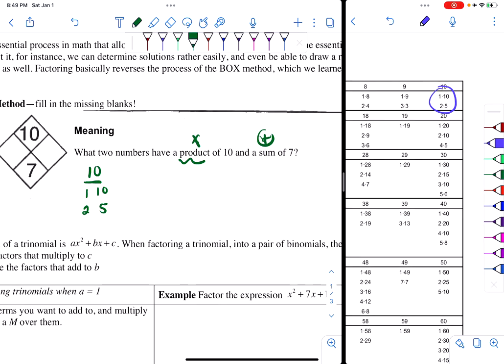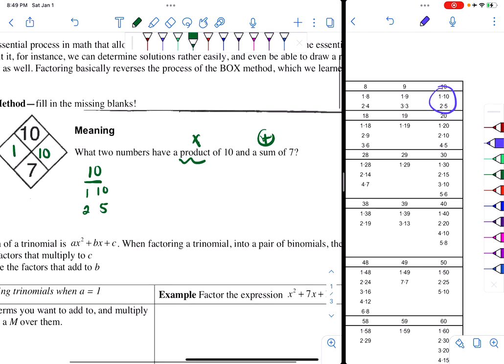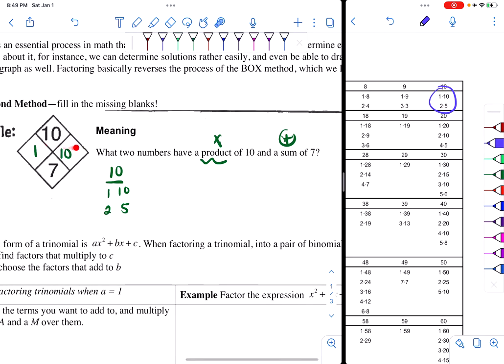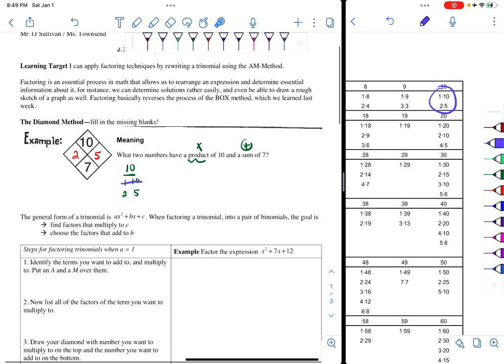So I'm going to put my 1 and my 10 in. 1 times 10 is 10. 1 plus 10, though, is not 7. It's 11. So it can't be my 1 and my 10. Now I'm going to try my 2 and my 5. 2 times 5 is 10. 2 plus 5 is 7. So that works. It is 2 and 5. This is the method we're going to be using to factor trinomials.